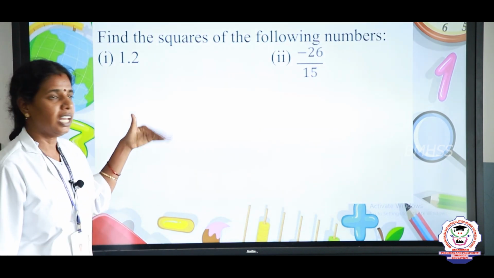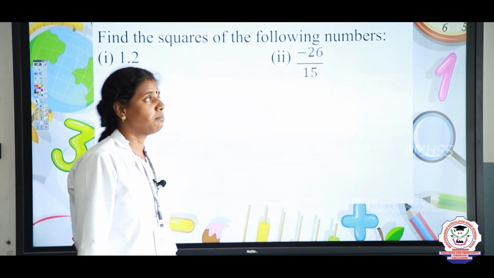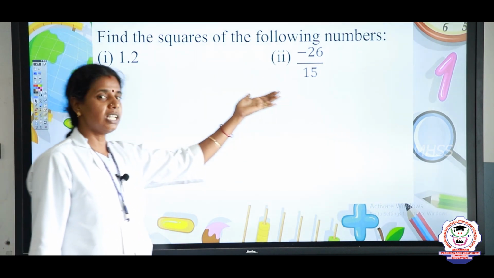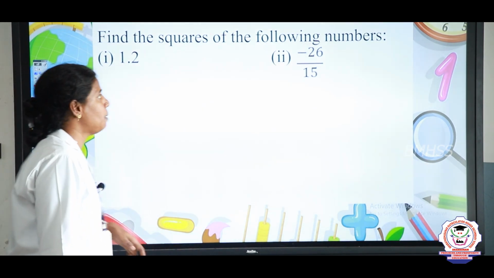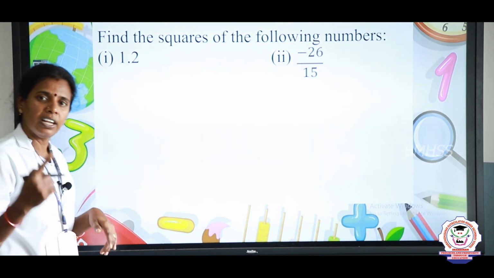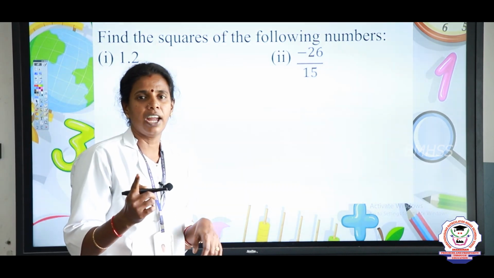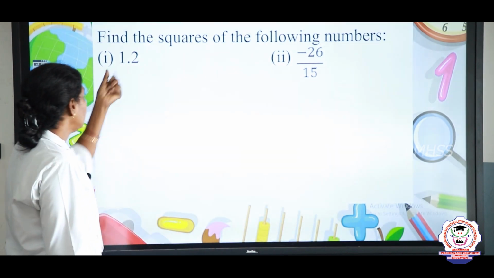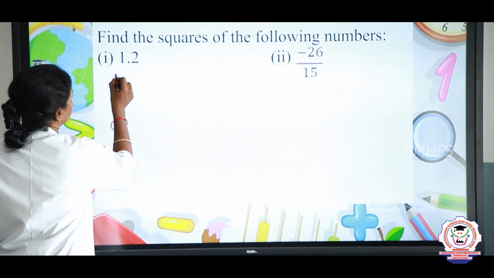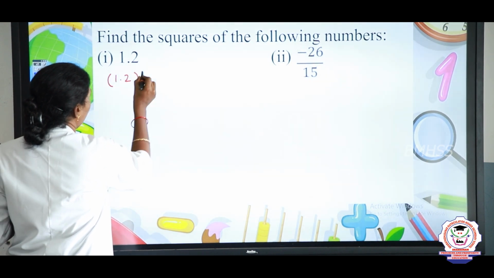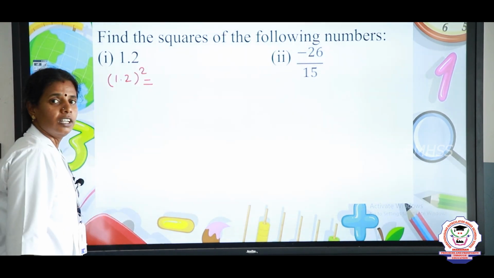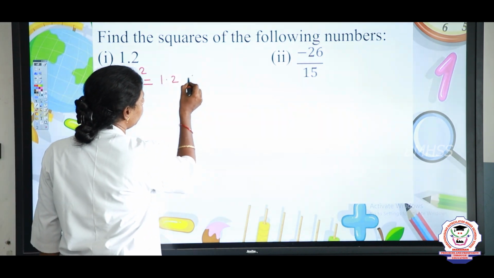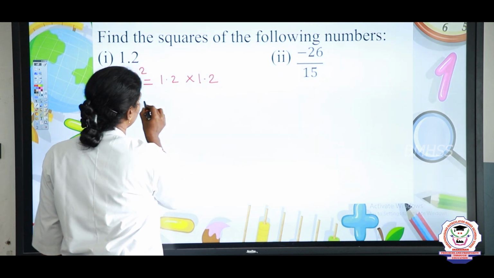The next one. Using these properties, we are going to see a few example sums. Find the squares of the following numbers in decimals and also as rational numbers. Here the examples are given. We are going to square the number. What is the meaning of square? We have seen, the number which is multiplied by itself, right. So here I am going to find the whole square of 1.2. The whole square we need to write 2 times, which is 1.2 into 1.2.